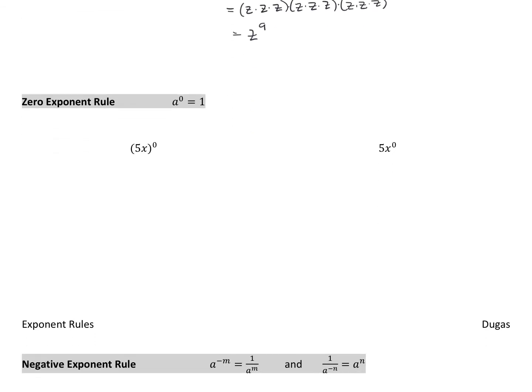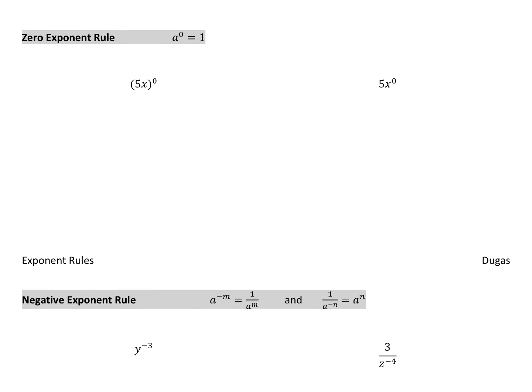Now we have the zero exponent rule. This says that anything raised to the 0 power is always 1. This does not make sense, right? When I first saw this, I was thinking that doesn't even make sense. It just doesn't. But let's see what this really is.